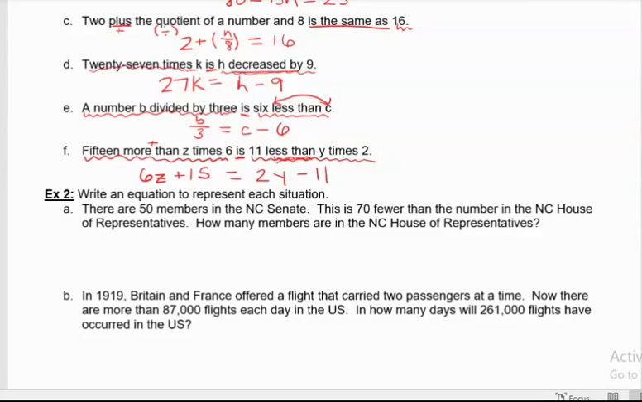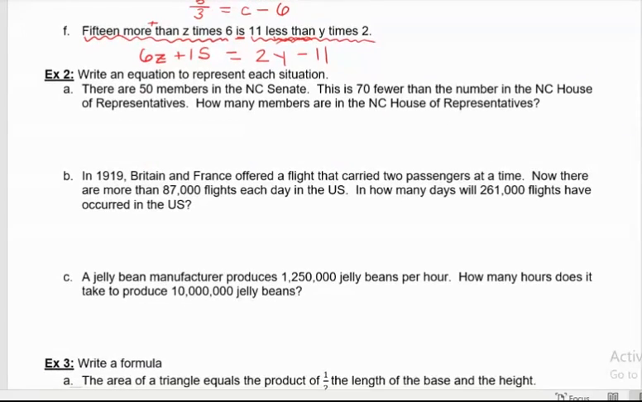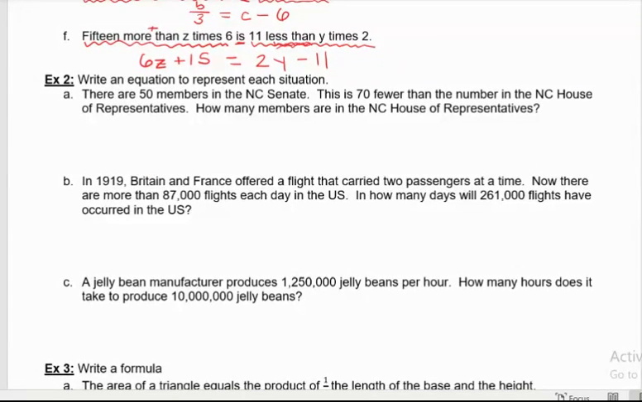Okay, so that is translating sentences into equations. Now let's write an equation to represent each situation. So these are word problems, and this is how we can use equations in real life. Okay, so there are 50 members in the North Carolina Senate. This is 70 fewer than the number in the North Carolina House of Representatives. How many members are in the North Carolina House of Representatives?